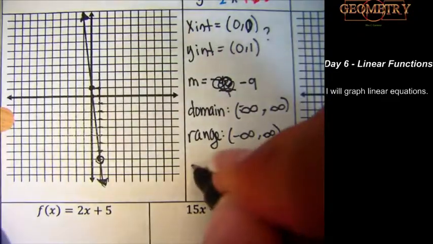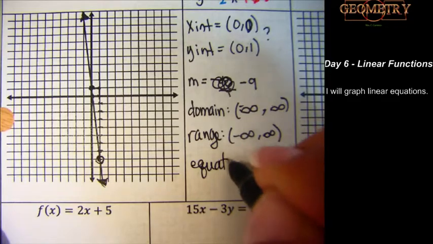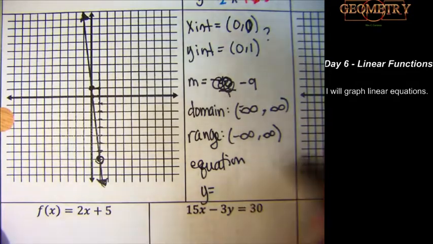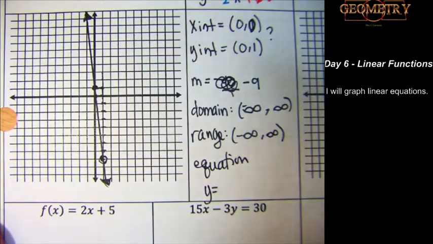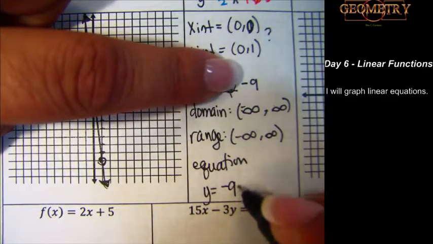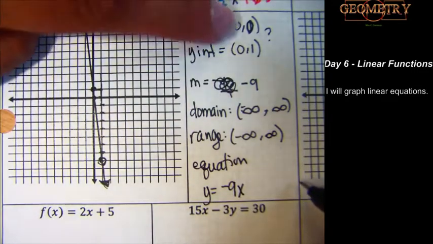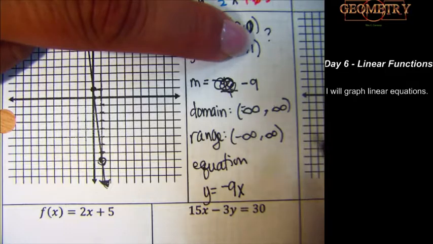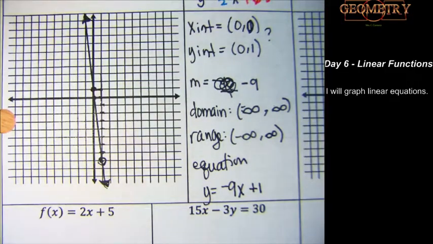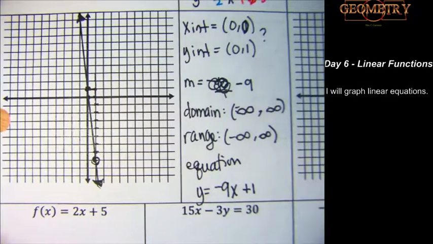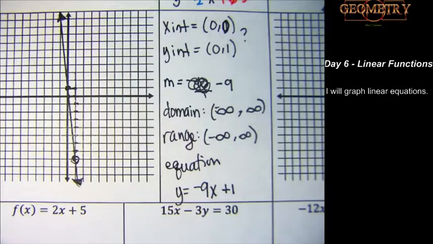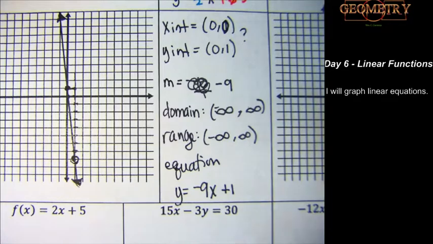All right, what's my equation? Y equals the slope of negative 9, x, and then our y-intercept. Okay. Everything is decreasing, right? Decreasing. Yeah, this is decreasing.